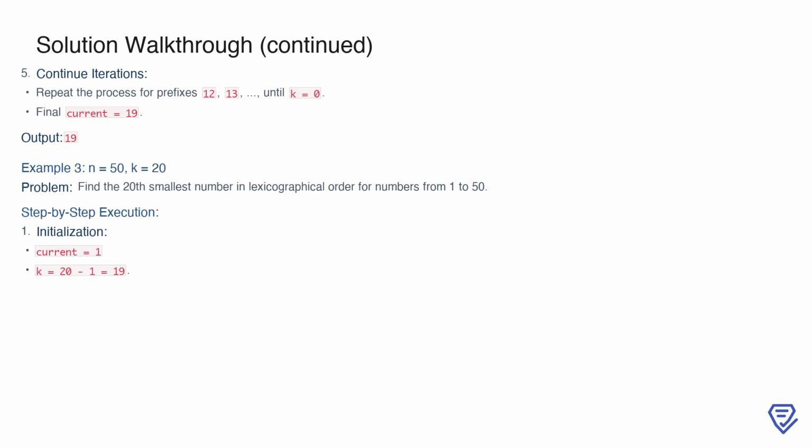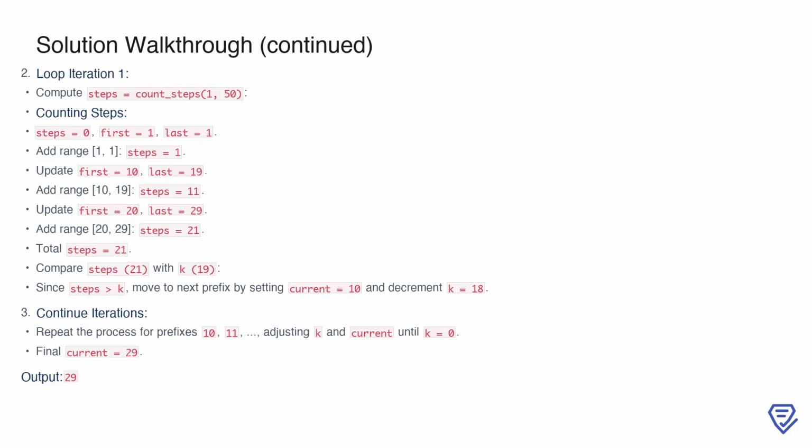For the final example, we are now tasked with finding the 20th smallest number in lexicographical order for numbers ranging from 1 to 50. We start with current initialized to 1 and adjust k to 19 by subtracting 1. In the first loop iteration, we calculate the steps from the prefix 1. Starting with the range 1, 1, we add 1 step. Extending to the range 10, 19, we add 10 steps. Finally, extending to the range 20, 29, we add another 10 steps, resulting in a total of 21 steps.